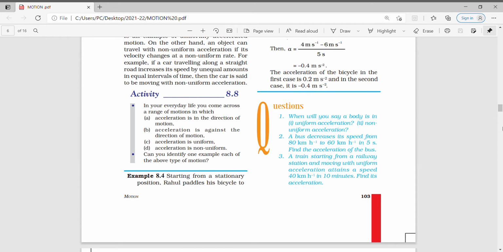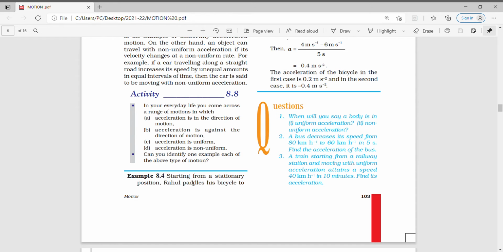Good morning, dear children. Here in this video, I am explaining the numericals of chapter number 8 of physics. The name of the chapter is motion. So I will be explaining the solved examples. So example 8.4, let us start from here.